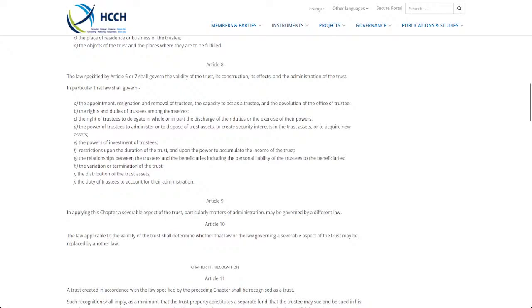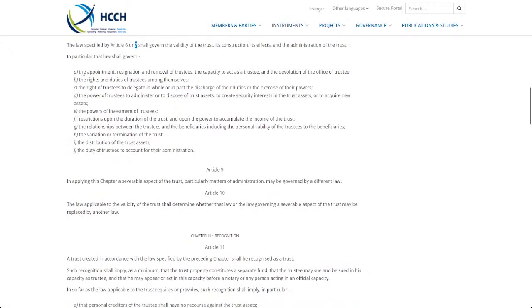The law specified in Article 6 or Article 7 shall govern the validity of the trust, its construction, its effects, and the administration of the trust. In particular, that law, Article 6, is what the grantor says the law is. Article 7 is public law. We've established that. So either or will govern the appointment, resignation, and removal of trustees, the capacity to act as a trustee, and the devolution of the office of trustee.